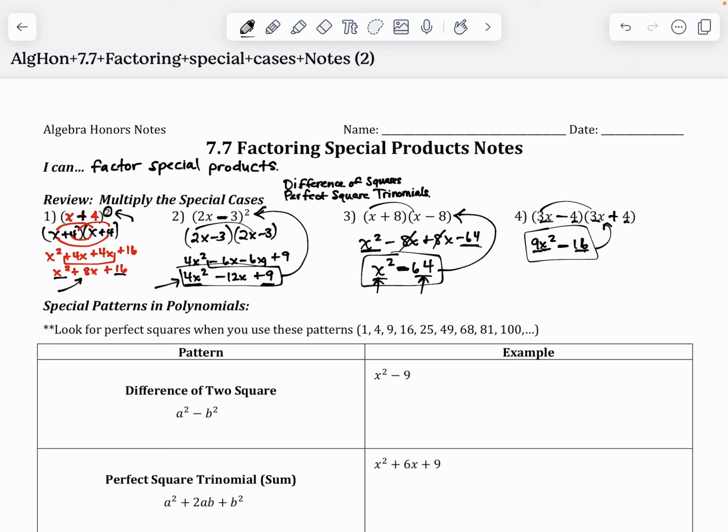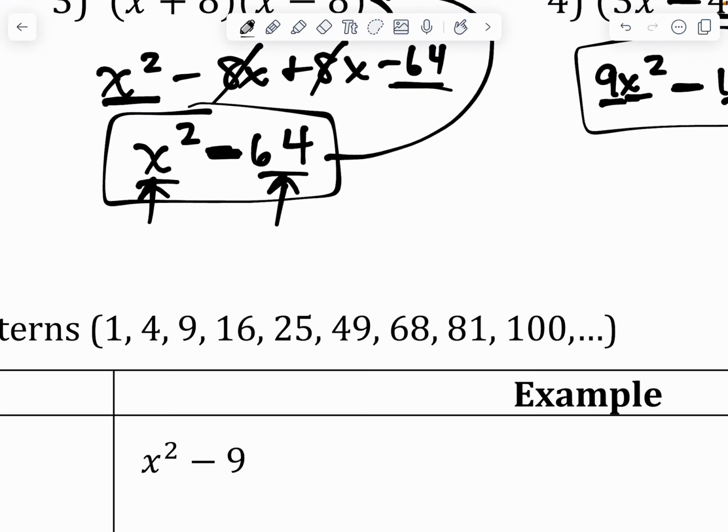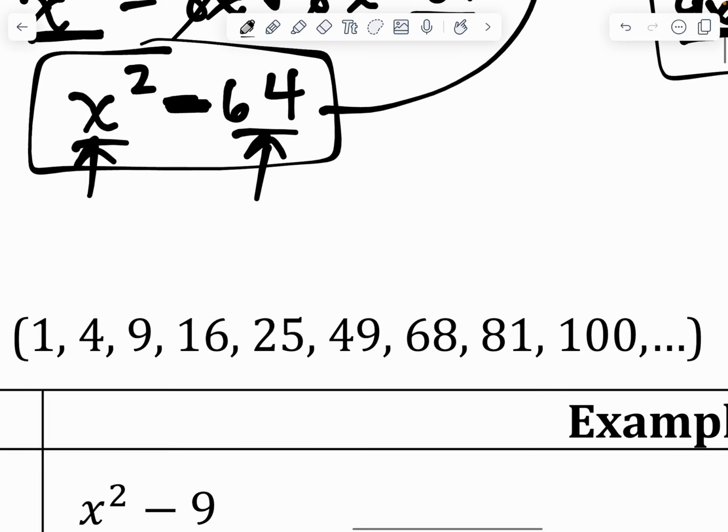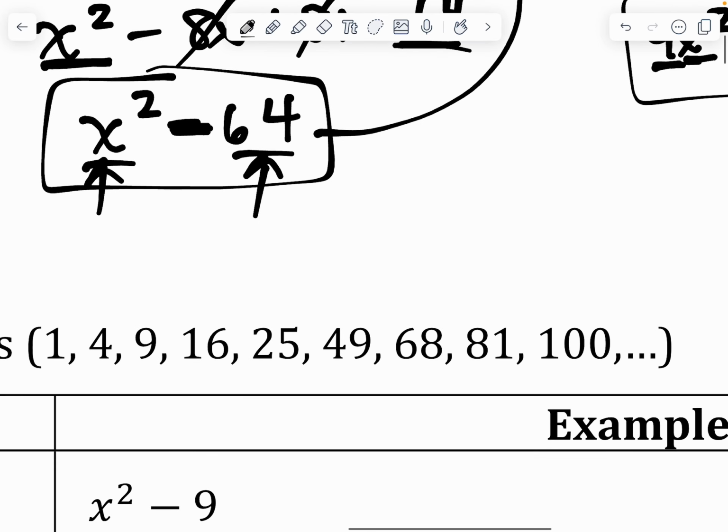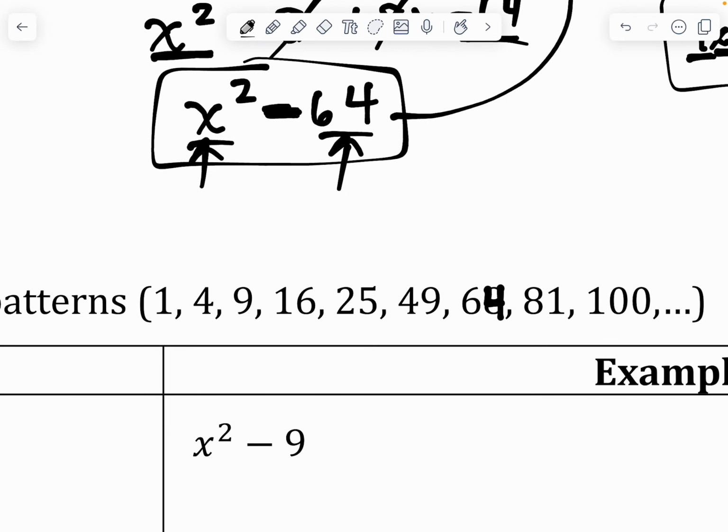All right, special patterns in polynomials. We need to look for perfect squares when you use those patterns. So remember, these are all the perfect squares. We saw a couple of them above. Actually, that should say 64, not 68. Not sure how that happened. So 1 is a perfect square. Remember, 1 times 1. 4 is 2 times 2, and 9 is 3 times 3, and so on. And those are all perfect squares.